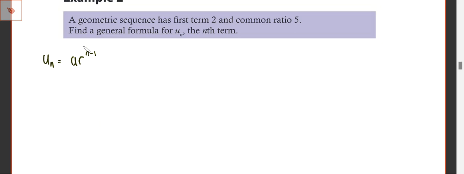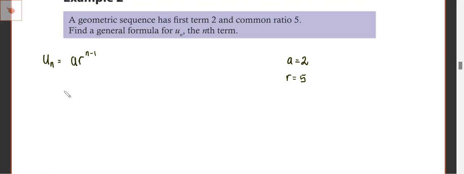Now, we're not going to go into as much detail because we're not as familiar with it. So let's use the formula this time. We don't have another option now. Let's use the formula. So the first term is 2. So A is 2. And it says the common ratio is 5. Now, we don't have a D now. What do we have instead? An R. Remember I said R was for ratio. So R is 5.